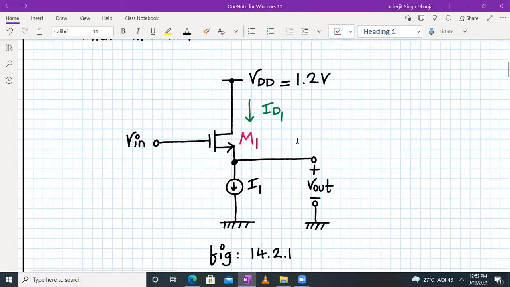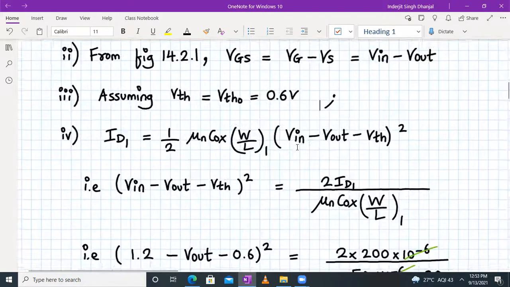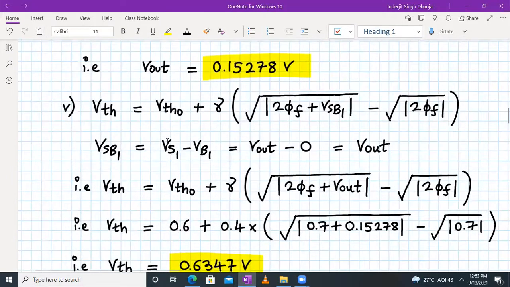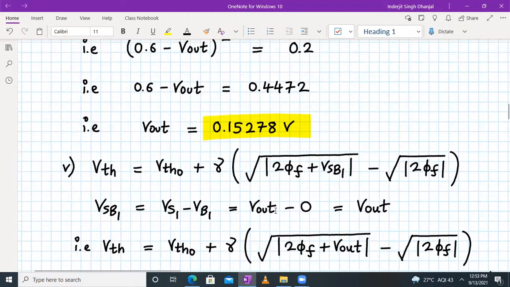So for VSB1, your body voltage is connected to ground, and your source voltage is connected to Vout. So what is VSB1? Your body voltage is 0 and your source voltage is connected to Vout, correct? So your VSB1 is nothing but your Vout value. And the Vout value you initially got from the previous iteration, correct?